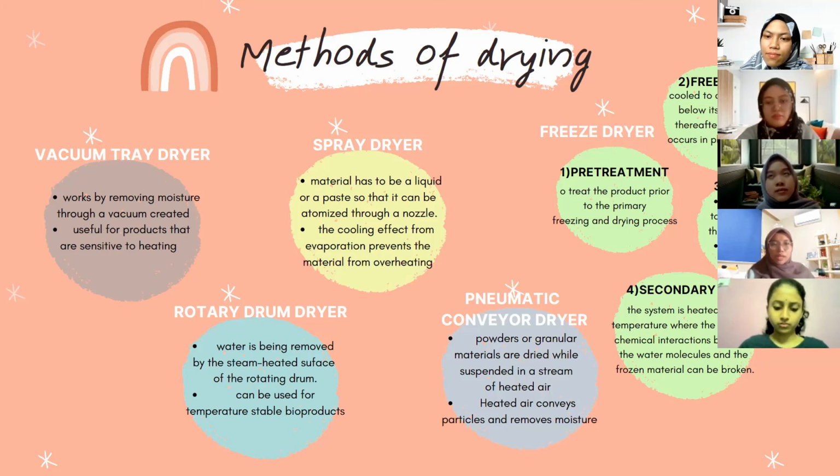Okay, next for the pneumatic conveyor dryer, pneumatic drying requires reasonably fine solid particles. Heated air conveys the particles and removes the moisture. The advantages of pneumatic drying are that it is very mechanically strong, a reasonably fast process, and at the end the water content is low. The disadvantages of the pneumatic conveyor dryer are that it requires a somewhat low moisture content to start and is usable for relatively solid material. So next I pass to the next presenter.